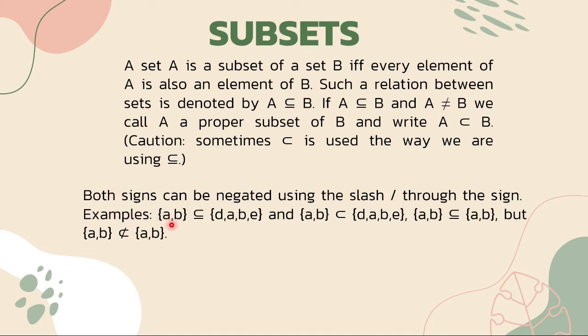Example: the set {a, b} is a subset of the set {d, a, b, e}, and the set {a, b} is a proper subset of {d, a, b, e}, and {a, b} is a subset of {a, b}, but {a, b} is not a proper subset of {a, b}.